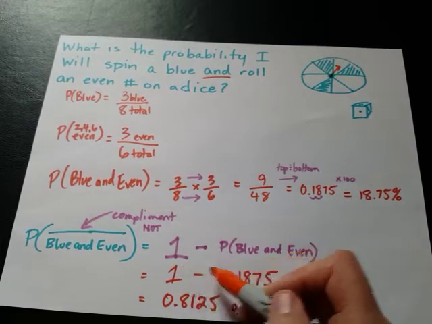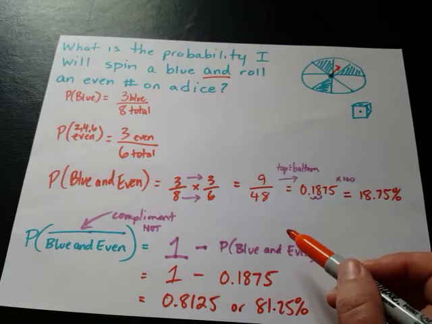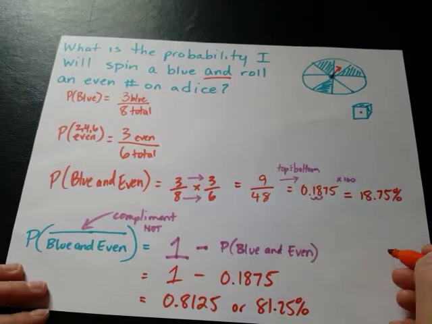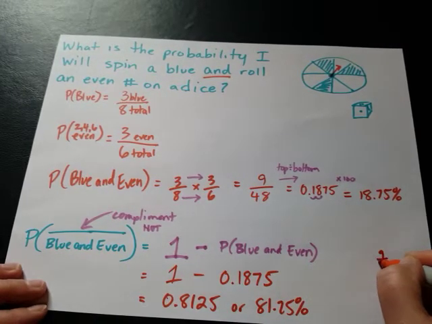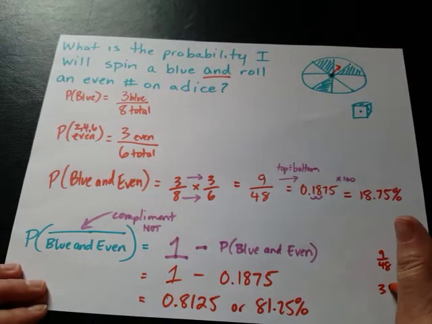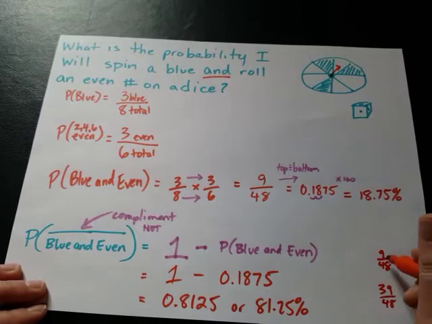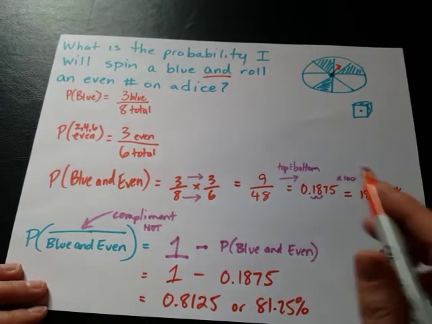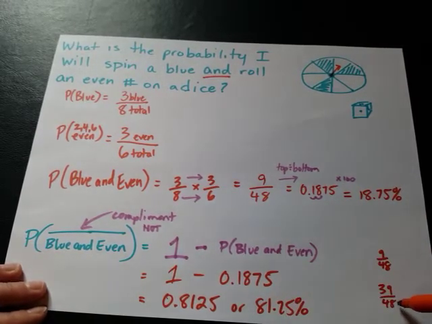Of course, you can also do this probability using the fractions. So had you used the 9 out of 48, you would get the complement being 39 out of 48. So 9 out of 48 times you get blue and even, 39 out of 48 times you do not get blue and even.